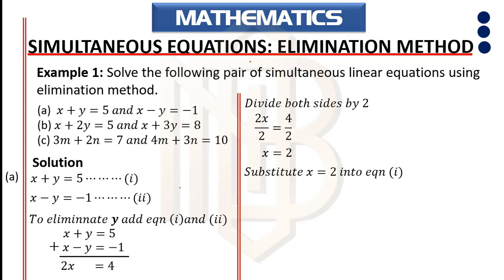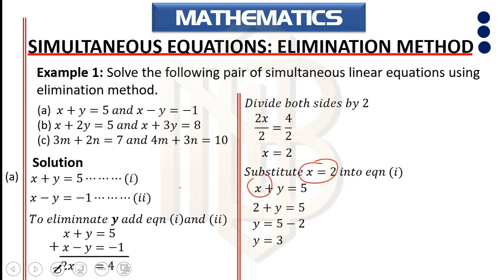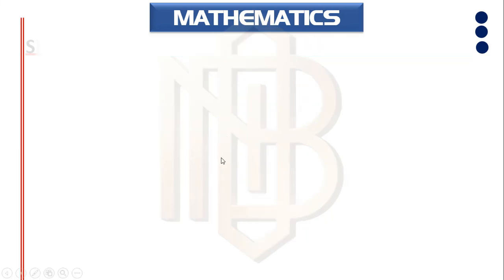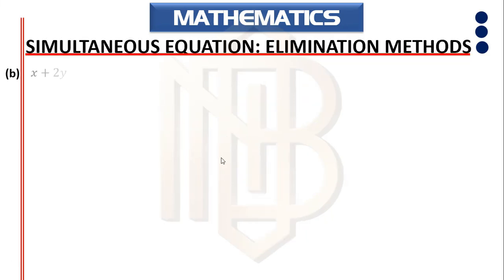Now we have our equation 1 to be x plus y equals 5. If you put x equals 2 into this, you have 2 plus y equals 5, which you can then say y equals 5 minus 2. y equals 3. That's our final answer. That means our x is equal to 2 and our y equals 3.